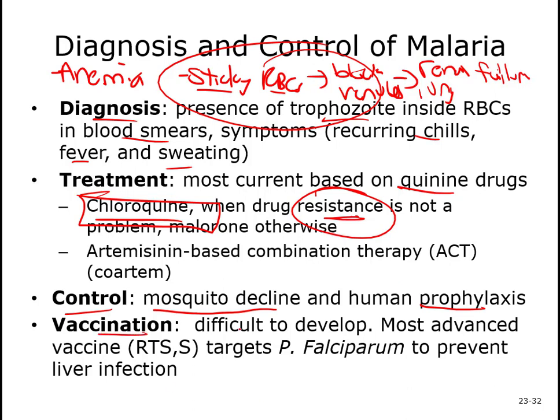Vaccination is extraordinarily difficult to develop for Plasmodium, and the reason is because vaccines usually rely on antibodies, your body producing antibodies against the pathogen, but because Plasmodium is an intracellular pathogen and it grows inside liver and inside human red blood cells, it makes it really difficult for antibodies to find and destroy the protozoal pathogen.